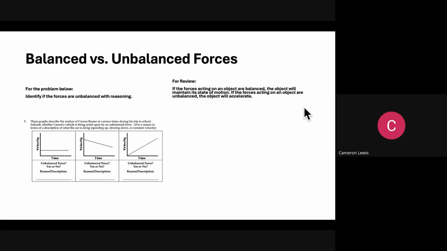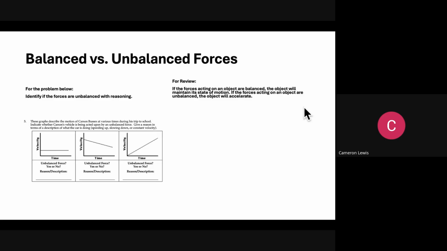Let's look at the review. If the forces acting on an object are balanced, the object will maintain its state of motion. If the forces acting on an object are unbalanced, the object will accelerate. So if they're balanced, it'll maintain its state of motion. If the forces are unbalanced, it will accelerate. Now, what does maintain its state of motion sound like? Constant velocity, right? How do we know when something has constant velocity?